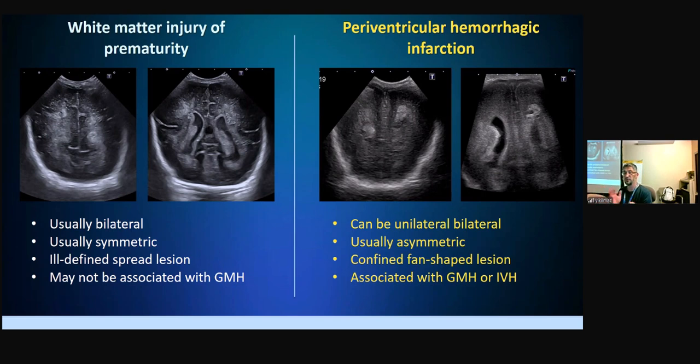And it may be confused with white matter injury of prematurity. How do we differentiate? PVL is usually bilateral, symmetric, and presents with ill-defined, spread lesions and may not be associated with germinal matrix hemorrhage, not all the time. Usually they may, but may not. Periventricular hemorrhagic infarction, on the other hand, can be unilateral or bilateral, usually asymmetric, with a confined, fan-shaped lesion, not spread, and is always associated with germinal matrix hemorrhage or intraventricular hemorrhage, just to differentiate them.